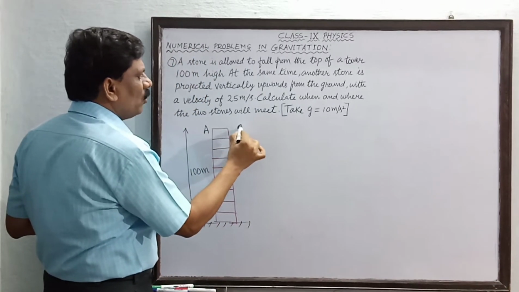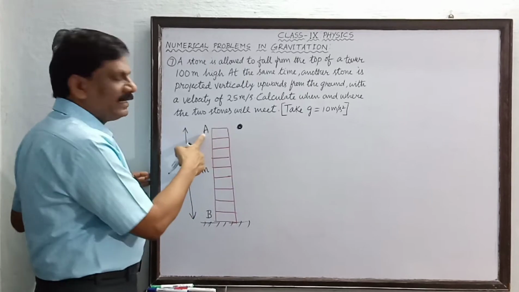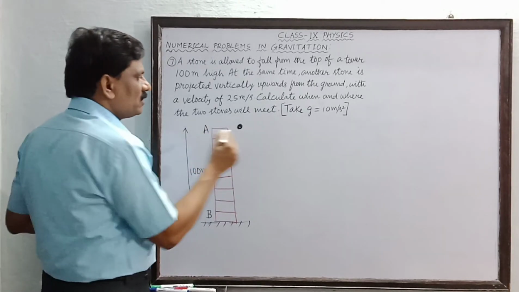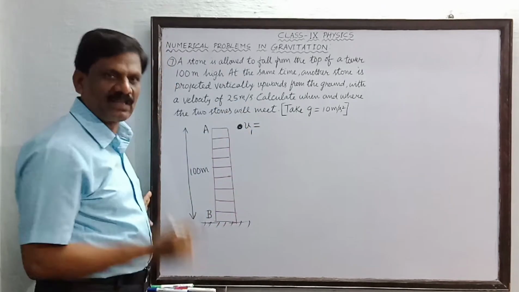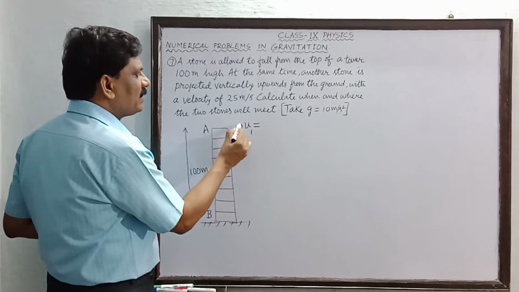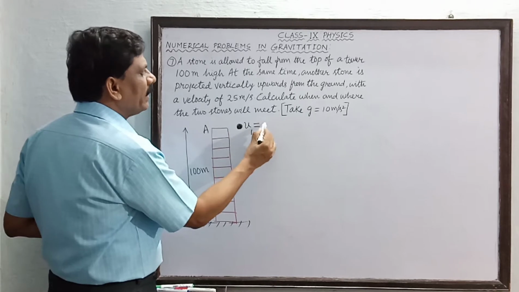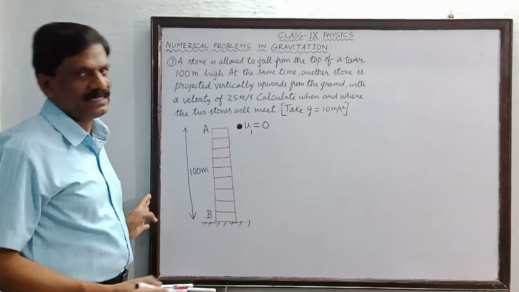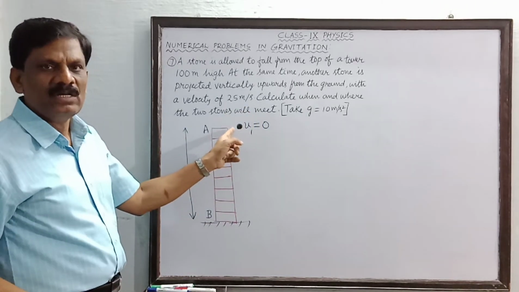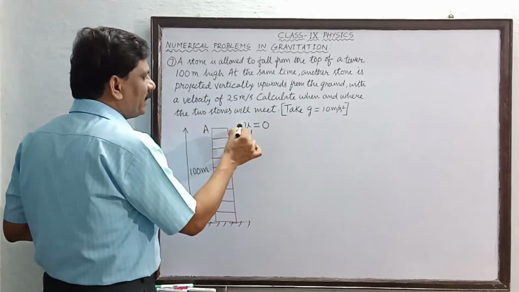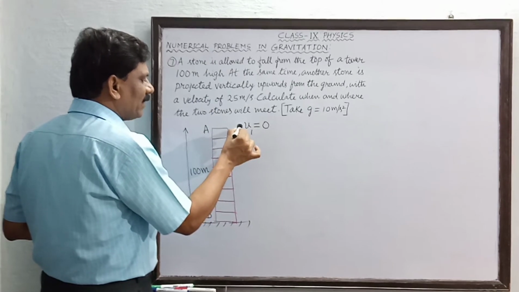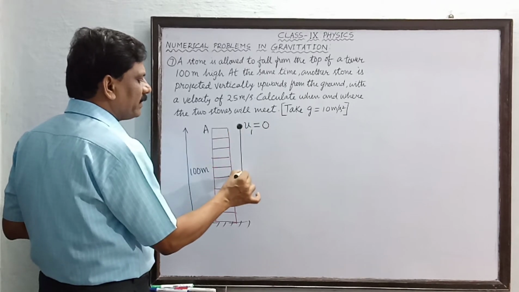The first stone is dropped from the highest point A. So the initial velocity of the first stone is u1. For the first stone, initial velocity u1 is equal to 0. It is a freely falling body, no? So its initial velocity must be equal to 0. And it is coming in the downward direction, like this.